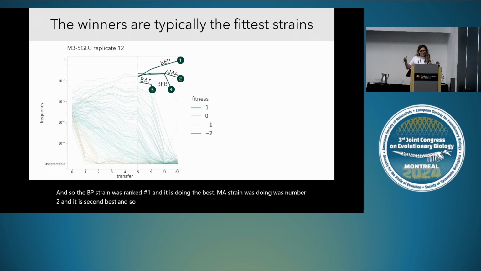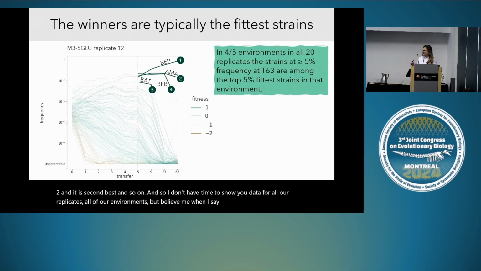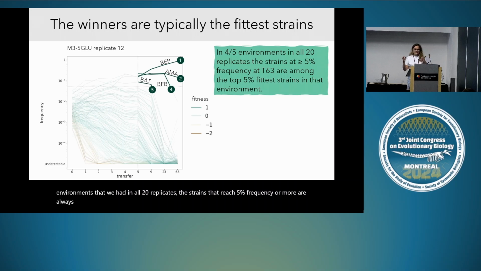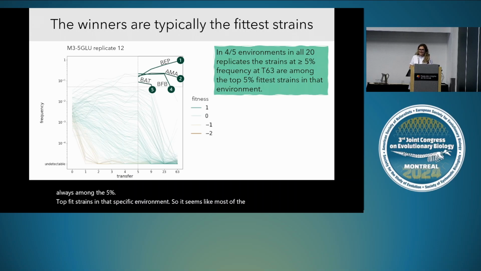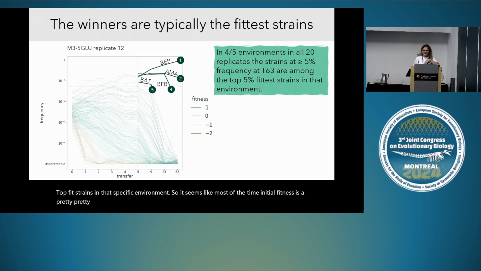And so I don't have time to show you data for all our replicates, all of our environments, but believe me when I say that in 4 out of 5 environments that we had, in all 20 replicates, the strains that reach 5% frequency or more are always among the 5% top fit strains in that specific environment. So it seems like most of the time, initial fitness is a pretty good predictor of what happens longer term.